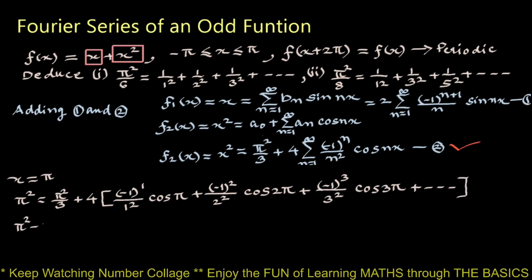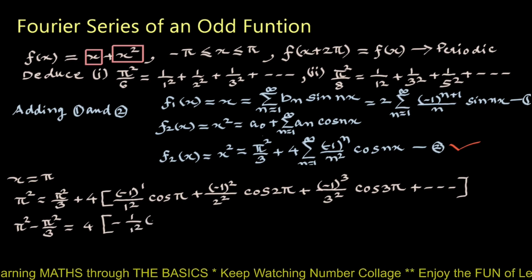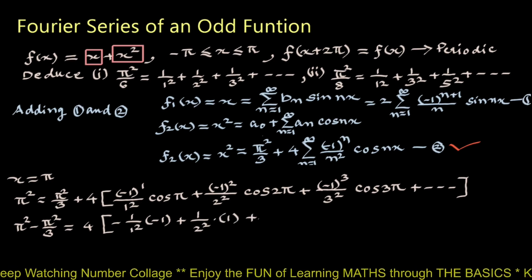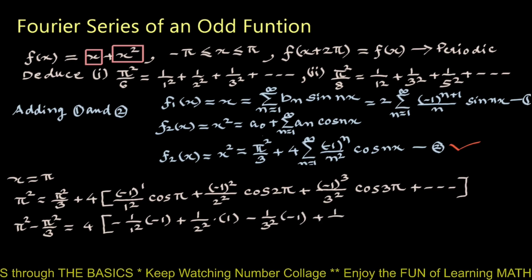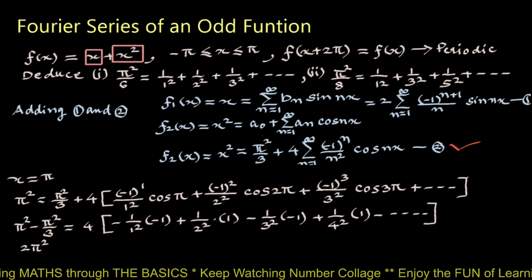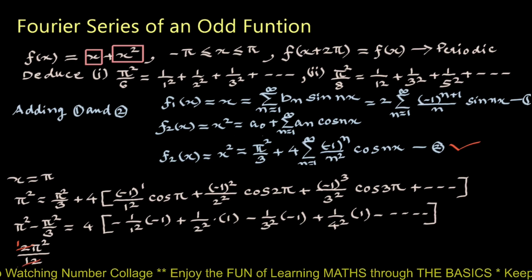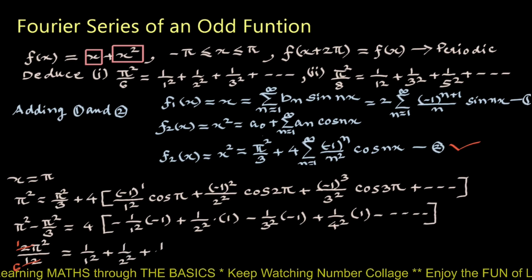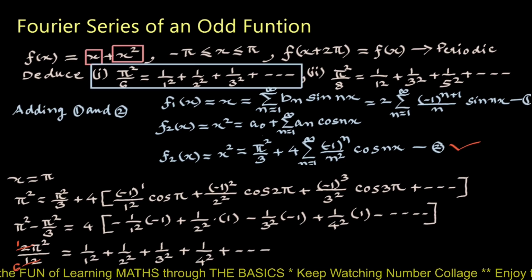This will be pi square minus pi square upon 3 equals 4 times minus 1 upon 1 square, cos pi is minus 1, plus 1 upon 2 square, cos 2 pi is 1, plus minus 1 upon 3 square, cos 3 pi is minus 1, plus 1 upon 4 square into cos 4 pi is 1, and so on and so forth. 2 pi square upon 3, but this 3 multiplied by 4 will become 12, and 2 ones are 2, 6 are will become 1 upon 1 square plus 1 upon 2 square plus 1 upon 3 square plus 1 upon 4 square plus so on and so forth, which is the deduction number 1 that we have to find out.